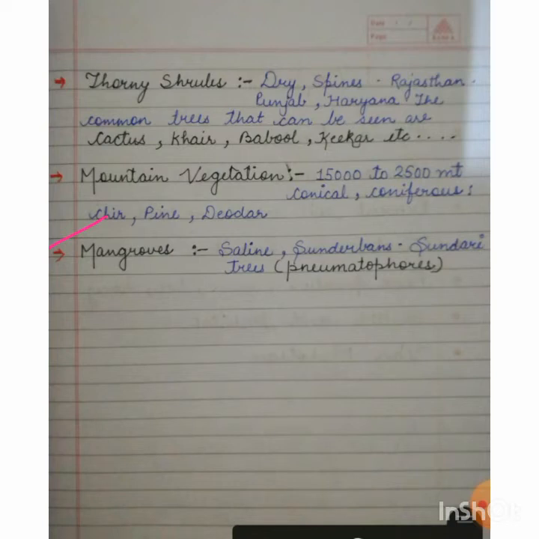The lower delta of the Ganga and Brahmaputra river in West Bengal is an example of mangrove forest. This forest is known as Sundarban due to the presence of Sundari tree. These trees provide hard, oily, and durable wood. Mangrove forests are also found in the Andaman and Nicobar.